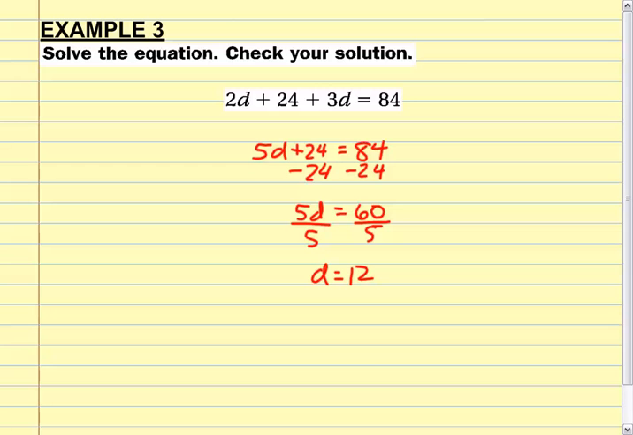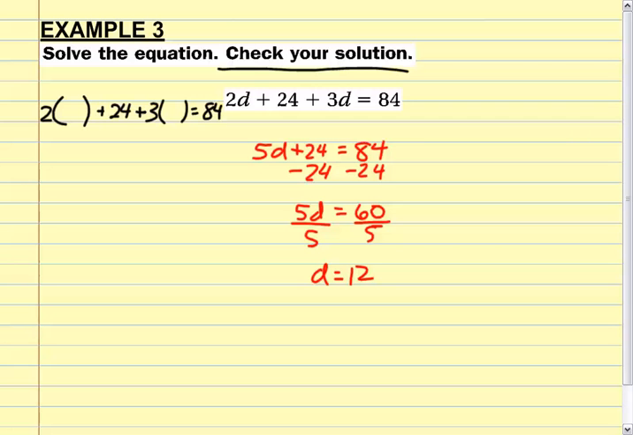You need to write 12. Hang on. It says check your solution. 2 times 12, parentheses plus, I'm going to plug that in later, right? 24 plus 3 parentheses equals 84.